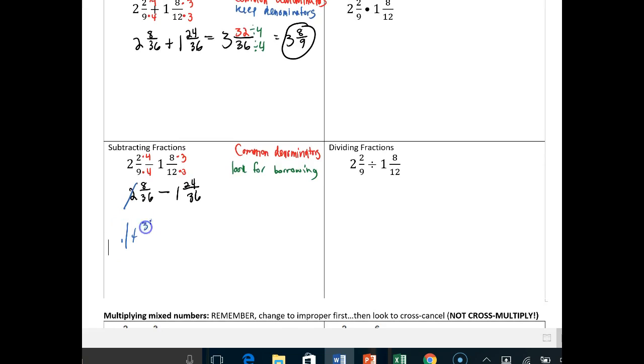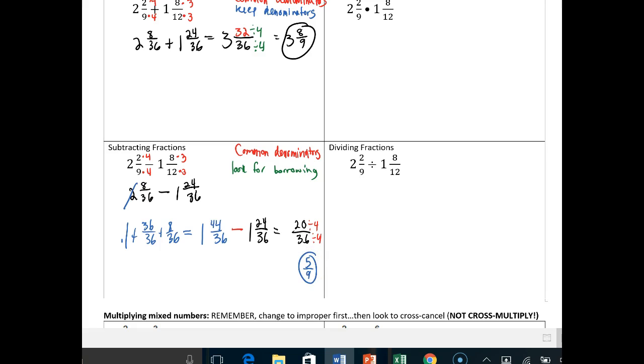1 plus 36 over 36 plus 8 over 36, and this is going to be equal to 36 plus 8, which is 44. So this is 1 and 44 over 36 minus 1 and 24 over 36. Notice I have common denominators, so I can go ahead and subtract now. 44 minus 24 gives me 20. Keep the 36, and 1 minus 1 is 0. I don't have to put a 0 there. Last thing I need to do is make sure I simplify. In this case, I can again divide by 4, and I'm left with my answer of 5 over 9.